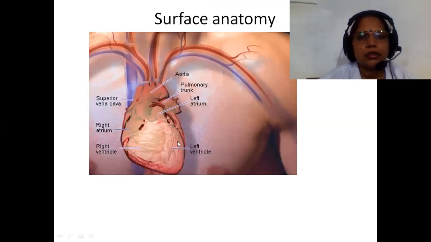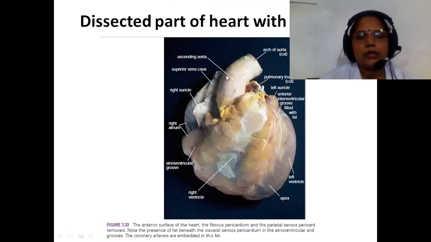Surface anatomy you can see clearly. This is a dissected part of the heart. This is called the arch of aorta. This is the superior vena cava. This is the right auricle. This is the left auricle. Atrioventricular groove. This is called the right ventricle. This is called the left ventricle. This is called the apex. One by one, and this yellowish portion is called the fat, and below that fat, the coronary artery is present.